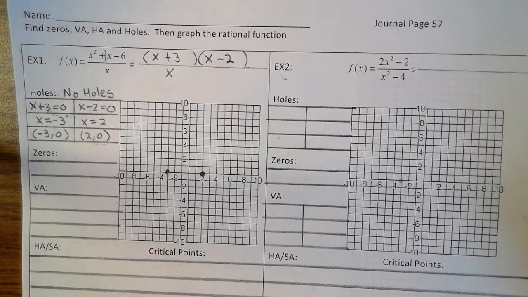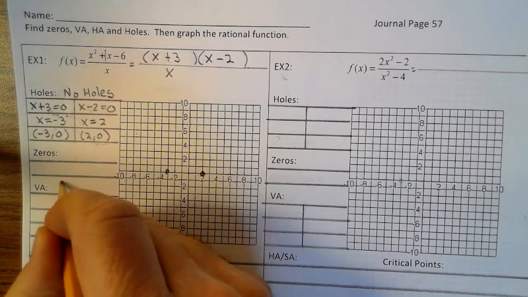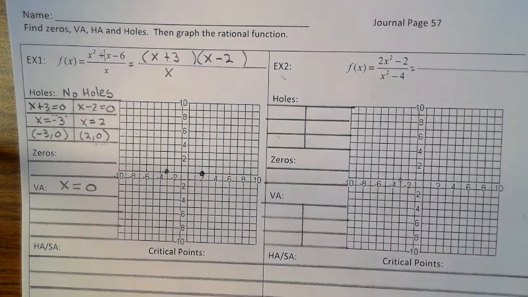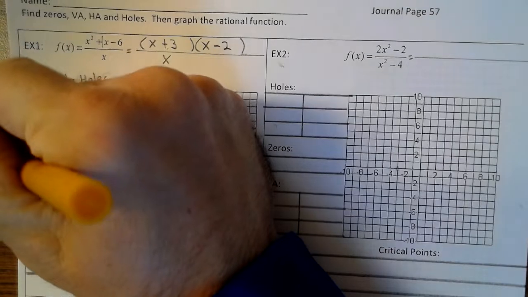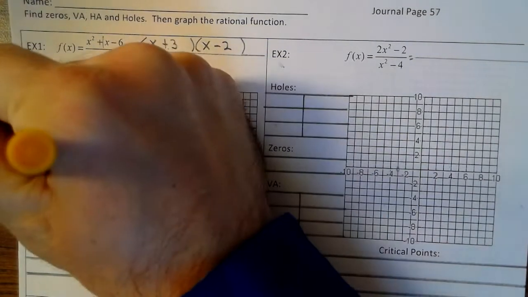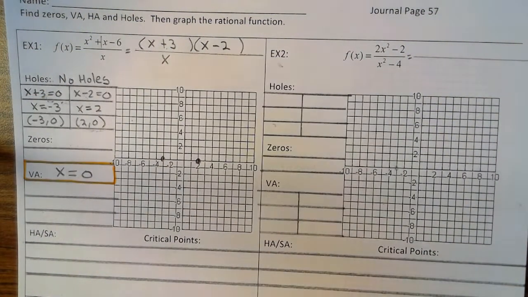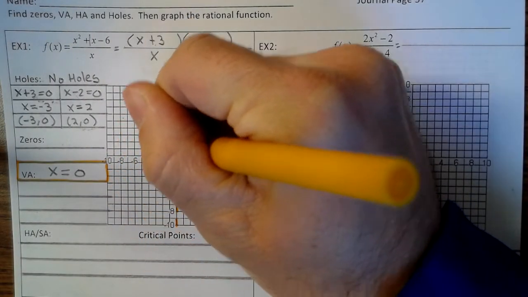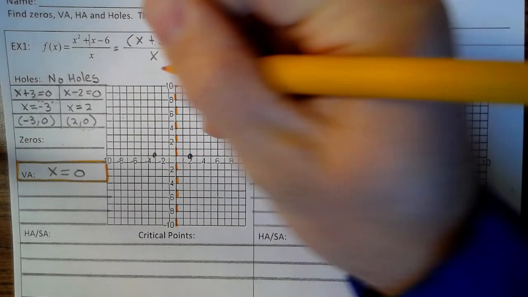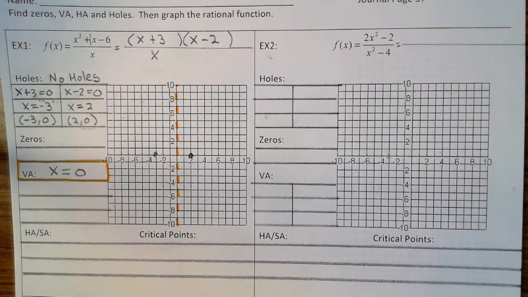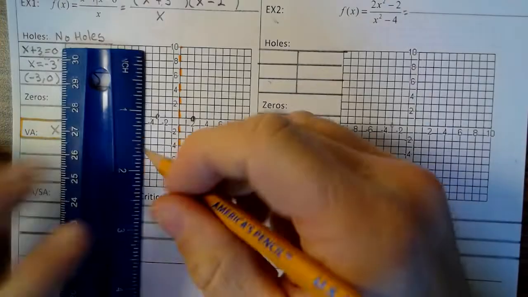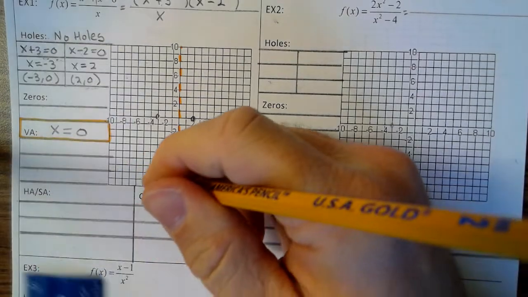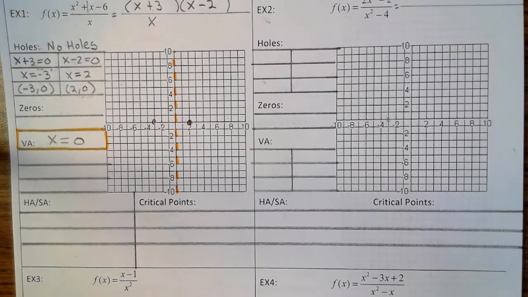Okay. Now, for the vertical asymptote, we set the denominator equal to 0, so x equals 0. And let's graph the vertical asymptote in yellow. Okay. Now let's find the horizontal slant asymptote. And we find that using long division.